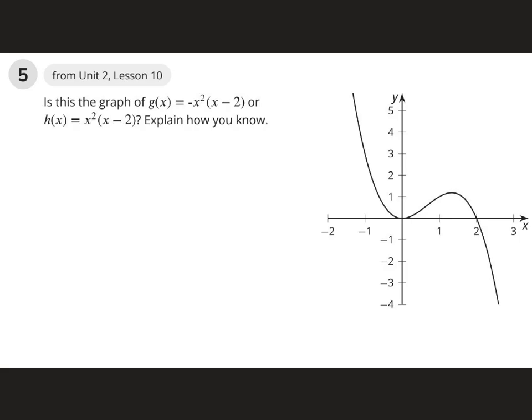All right, so now let's talk about end behavior again. Is this the graph of g of x or h of x? How do you know? This graph is of g, and how do I know? Negative x odd starts high and ends low. So do not forget your end behavior lessons.